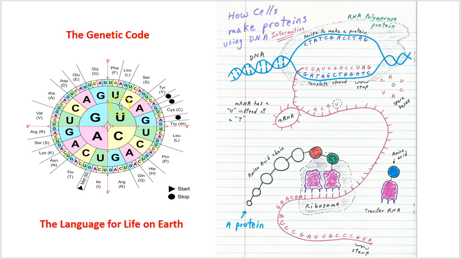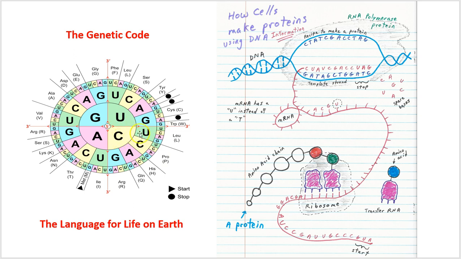Now, let's introduce the genetic code over here, or just review the code. This is a depiction of the code. Notice it's in the letters of messenger RNA. We have a U instead of a T, and it is the language for life on Earth. So all living things are using this system because LUCA came up with this system.